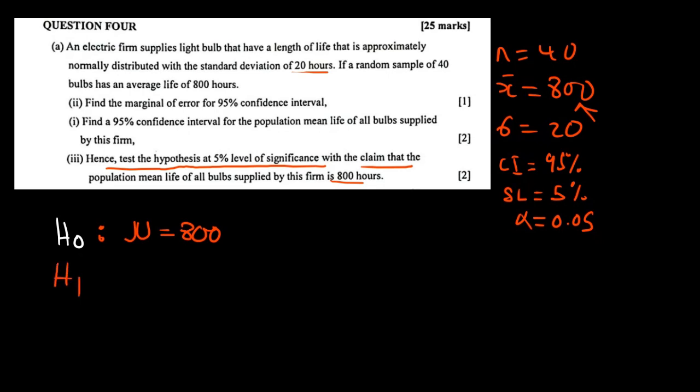Our alternative hypothesis will be that the population mean is not equal to 800. This will be the test problem that we are going to have. Since here we have an equal sign and here we have the not-equal sign, we are going to say this is a two-tailed test.